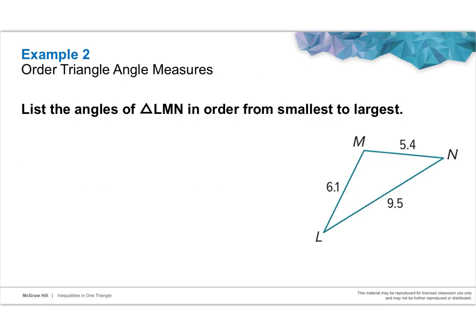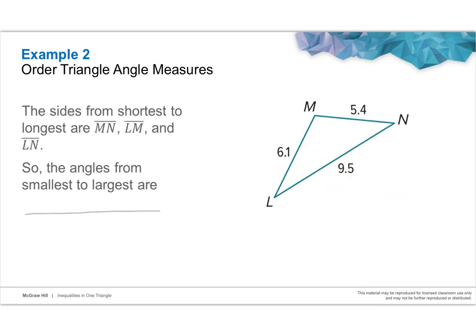So the first type of example here in example 2 is to order triangle angle measures. And we are asked to list all the angles of triangle LMN in order from smallest to largest. And we have measures given to us of all the side lengths. And of course, if we look at the numerical measures of the sides from shortest to longest are MN, LM, and LN. And so the angles from smallest to largest are, starting with the smallest side, which is MN.